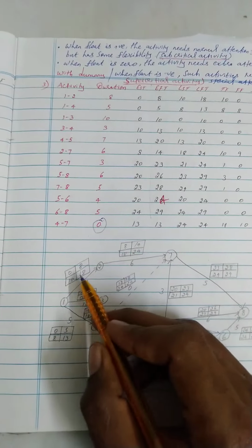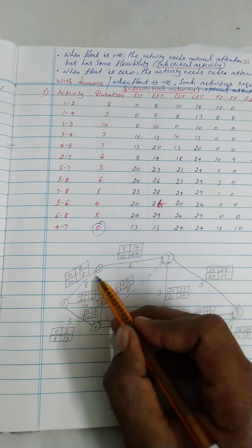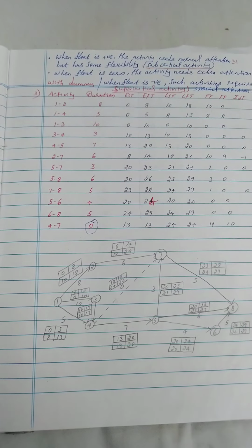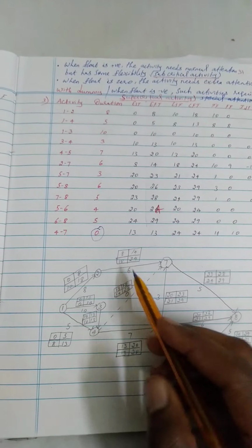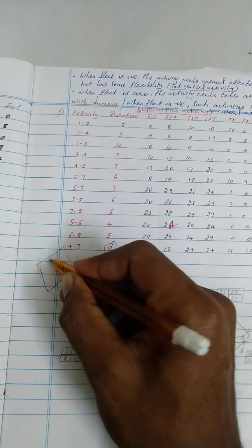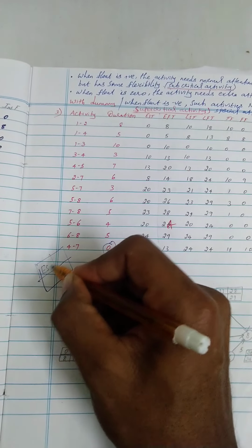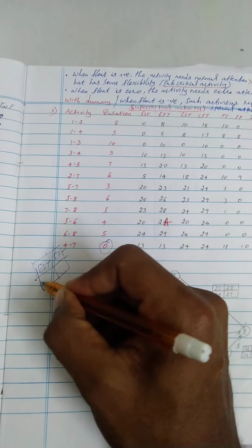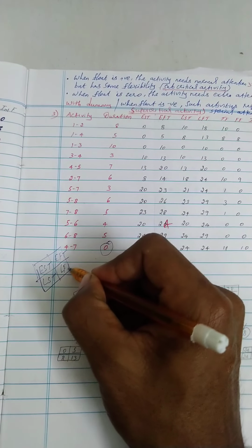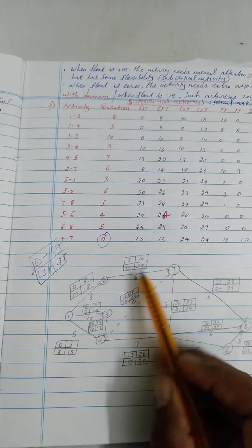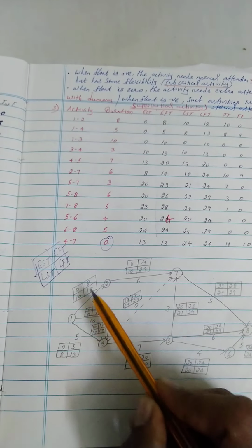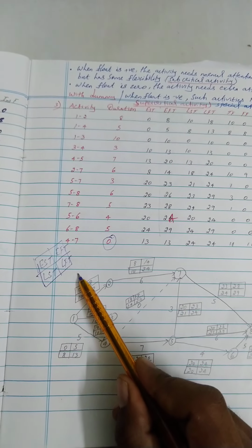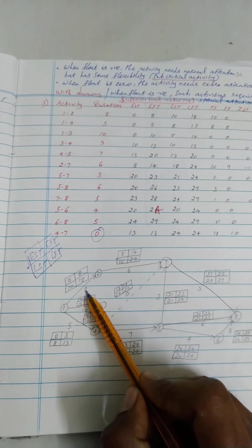As I posted clearly in the last video, for each and every activity you need to draw a 2 by 2 matrix, and in that matrix EST, EFT, LST, LFT. EST and EFT are the forward process; LST and LFT are the backward process. In EST, EFT you add the duration, and in the LST, LFT calculation you subtract that activity's duration. That is the key thing.